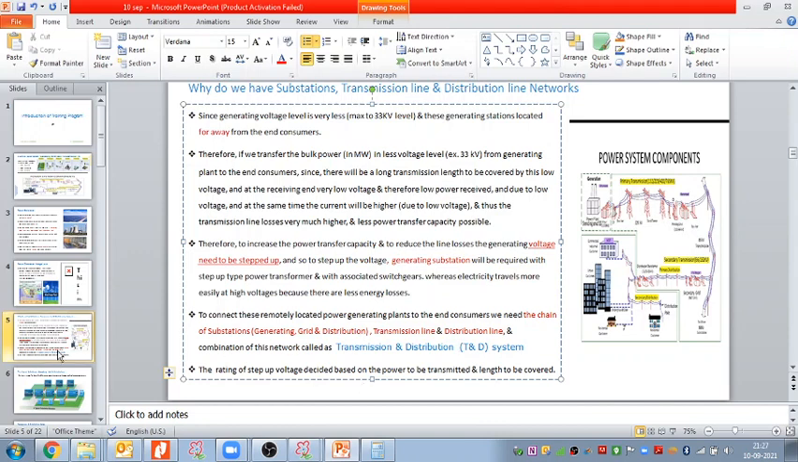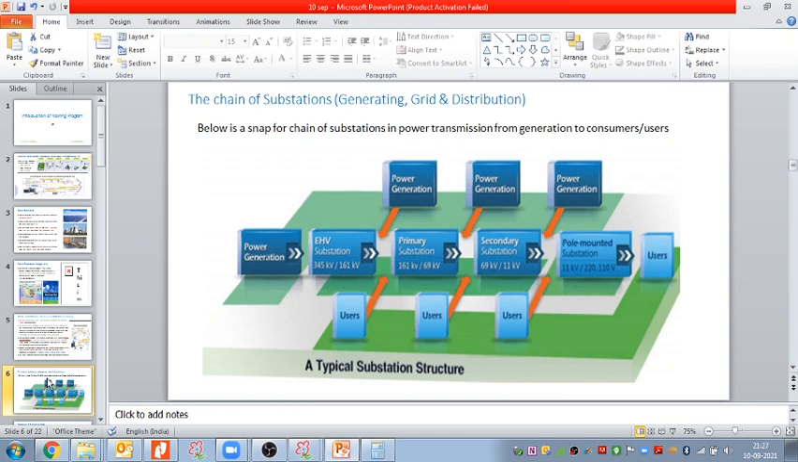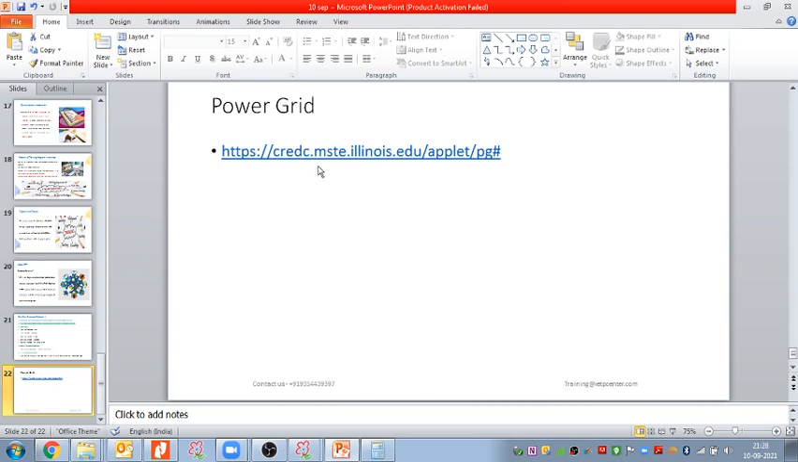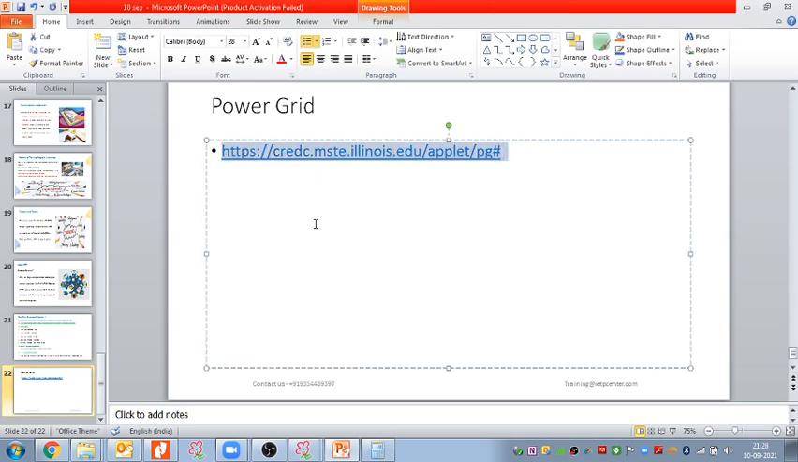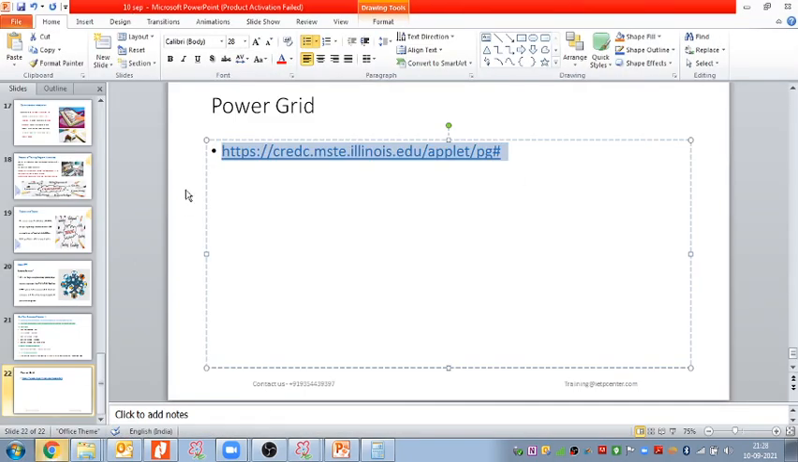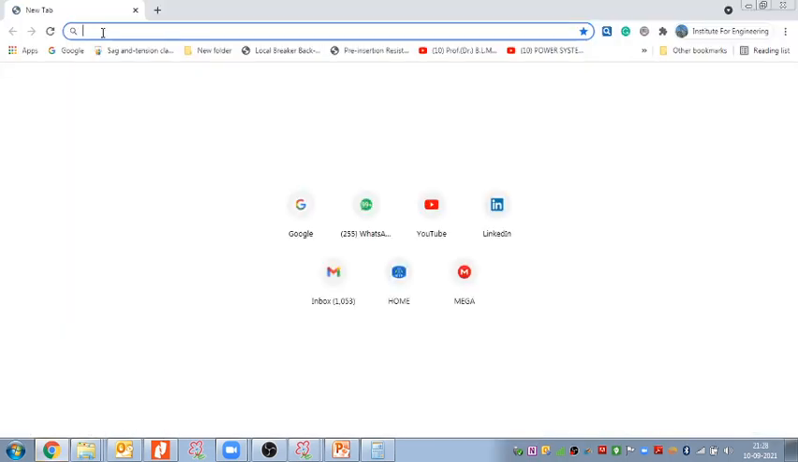So let us have a look at the chain of substations. Below is a snapshot of the chain of substations: power generation, then EHV substation, primary substation, secondary substation, the pole mounted substation, then we feed the end users. Power is also generated by other sources, and we feed the same network. We can have one look at the chain of substations. There is one link, so we can have a look at the power grid. Let me paste it.